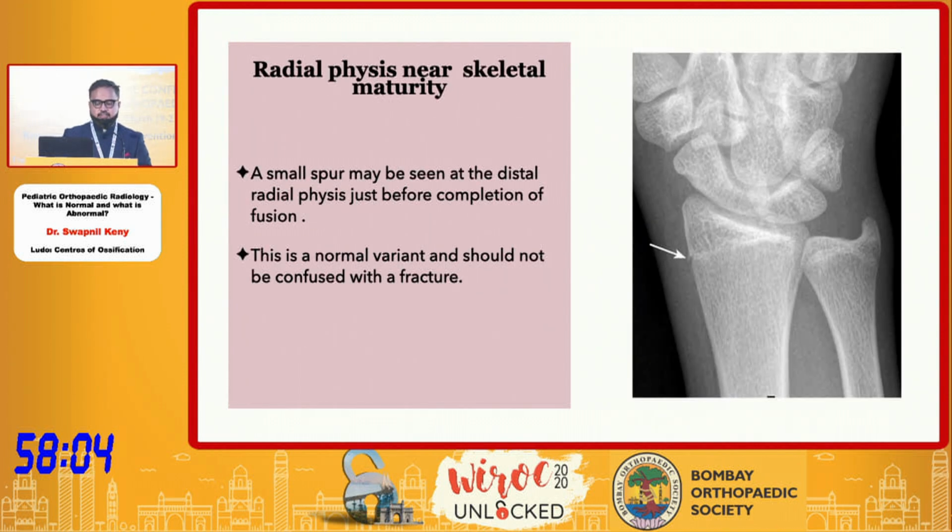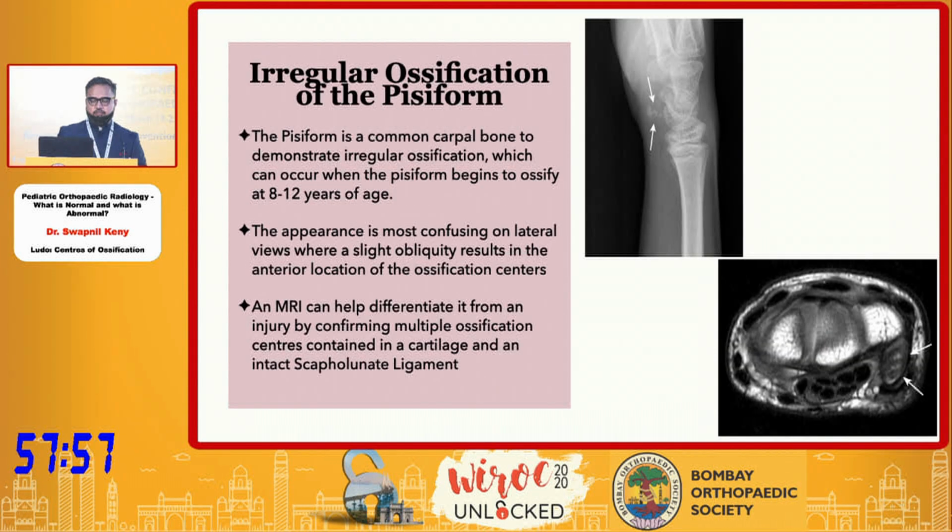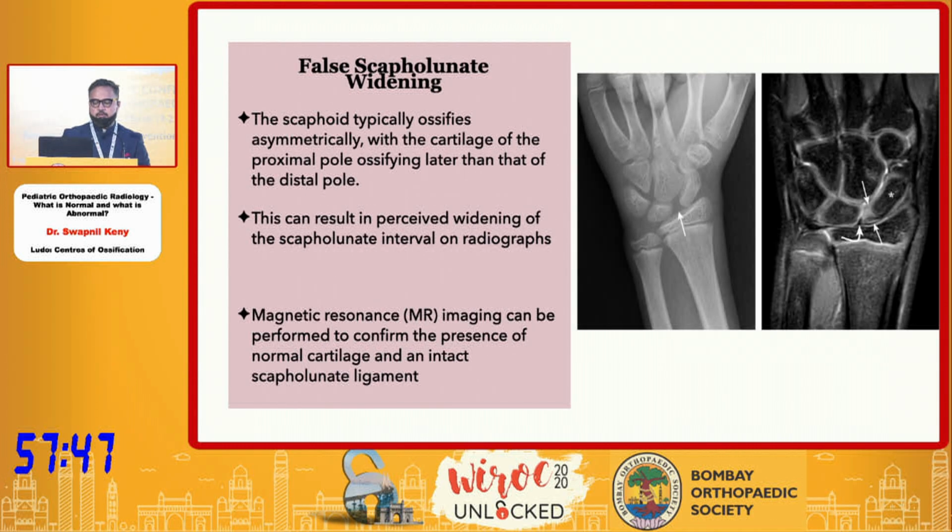The radial physis near skeletal maturity may have a small spur on the distal aspect of the radius and should not be confused for a fracture. Sometimes there is an irregular ossification of the pisiform which is confused for a fracture, especially if your views are not taken correctly, and an MRI can help you differentiate this problem.